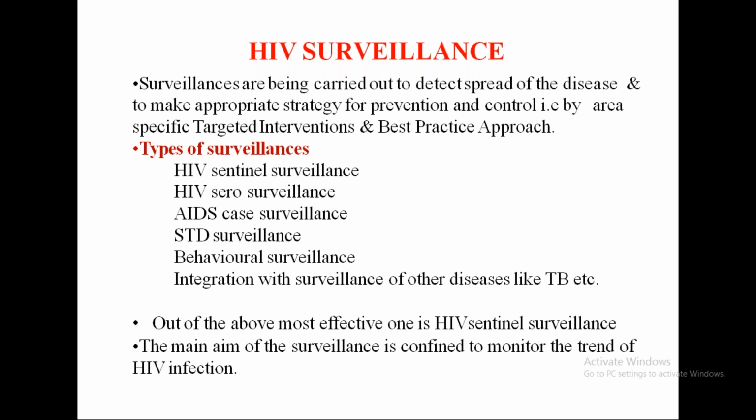So the main aim of this surveillance is we want to see how the trend of HIV is going on in the society. Among the high risk groups, how is the trend, and among the normal population, how is the trend. So we want to monitor the trend of this epidemic in the society. That's why we are doing this surveillance activity.